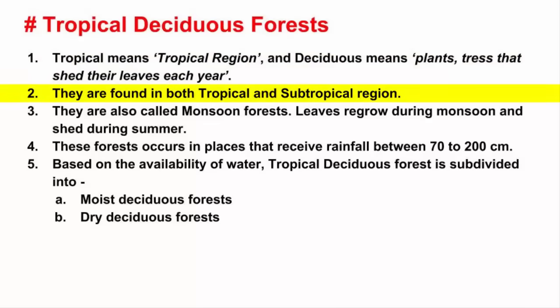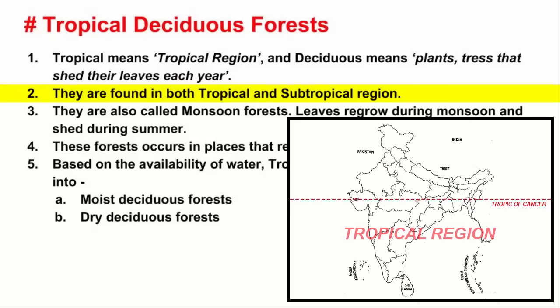These are the most widespread forests in India. They are mostly found in the region between the equator and the Tropic of Cancer and Capricorn. However, these forests are also found in the humid areas of the subtropical region.